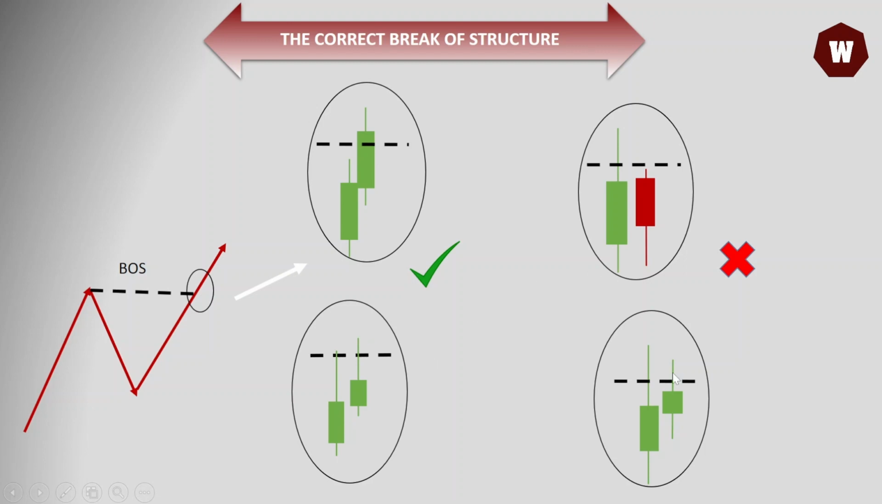And if it closes with a wick and the next candle wick did not get to that point, it is not valid. And here, if it closes with a wick and the next candle is bearish, you can be sure that this is not a valid break of structure.